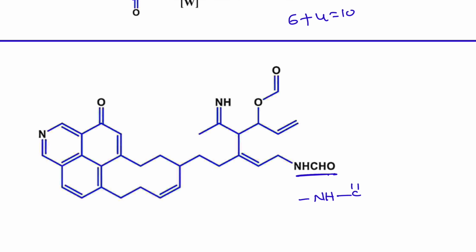NH, C double bond OH, right, there is no other invisible group. So let me take pi bonds first. 1, 2, 3, 4, 5, 6, 7, 8, 9, 10, 11, 12 and 13 pi bonds, rings 1, 2, 3, 4, bigger ring 4, that's it, 4, so 17.